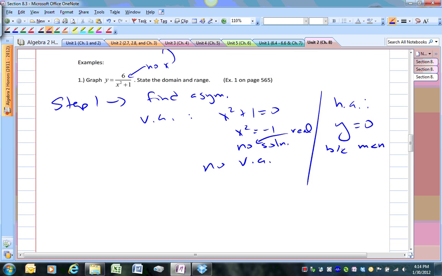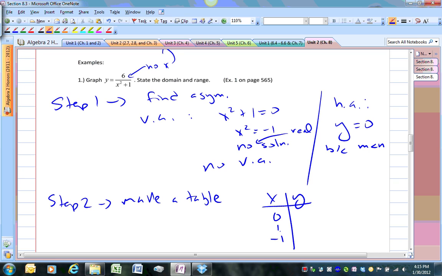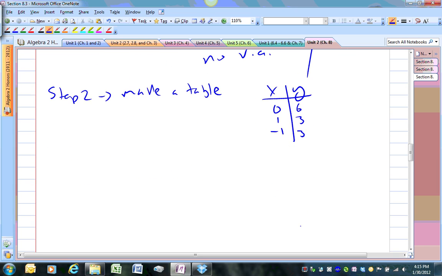So step 2 now is to make a table. Now in this case, because we don't have a vertical asymptote, we really could just choose any x values we like, say 0, 1, and -1. You get 6, 3, and 3. And after you make your table, let's graph it.